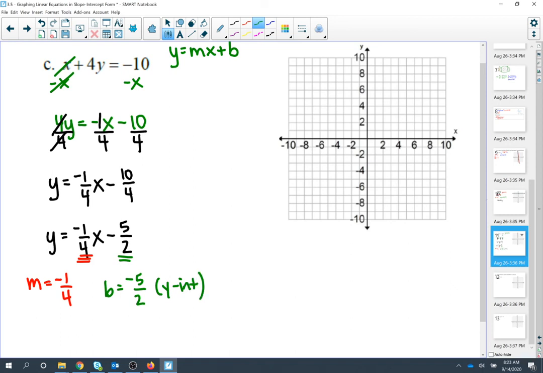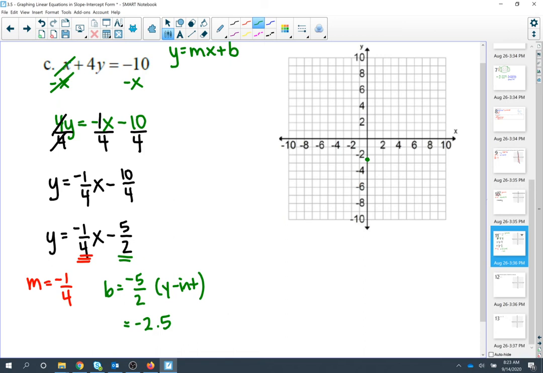And again, y-intercept. Now we're going to try our best on this one. It's going to get a little hairy just because of what we're dealing with. We're going to start with our y-intercept, negative 5 halves. If you put that into your calculator, that's really negative 2.5. So we're going to go to negative 2.5. Okay, try to put it on there as best you can.